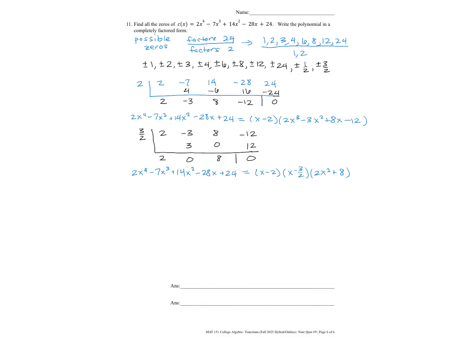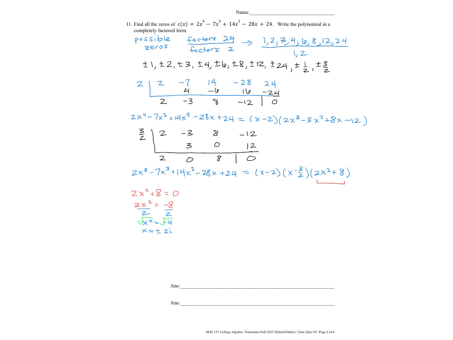And now I can take that little leftover, 2x squared plus 8, and set it equal to 0. And in doing so, I get 2x squared equals negative 8. Divide both sides by 2, and I get x squared is negative 4. Square rooting, I get x is equal to plus or minus 2i, a conjugate pair. So now I've got my zeros. I know that 2 is a 0, 3 halves is a 0, and so is plus or minus 2i, and I'm done because I found 4 zeros for a 4th degree polynomial.